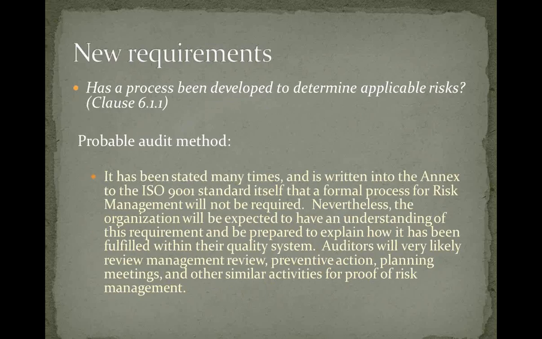Turning our attention then to Section 6, has a process been developed to determine applicable risks? Now we've dug into this several times in the past on other webinars. It's even written into the annex of the ISO 9001 standard. A formal process for risk management is not required. However, we do expect you to have an understanding of this requirement and be prepared to explain what you've done within your system to address the requirement. Now obviously there's a lot of possibilities for addressing this requirement: management review, preventive action, planning meetings, and so forth. We've actually got another slide devoted to this towards the end of the presentation.